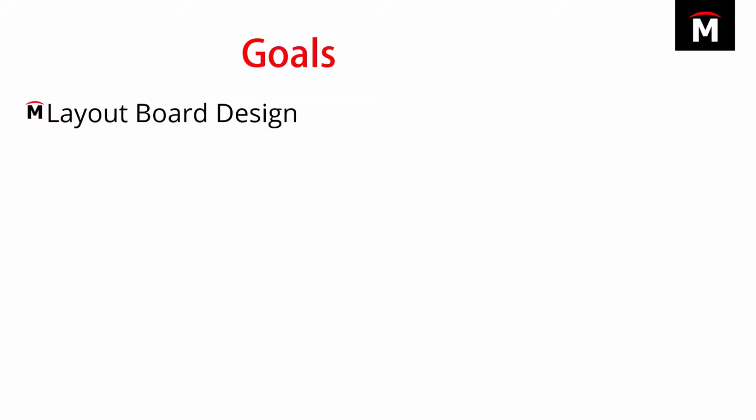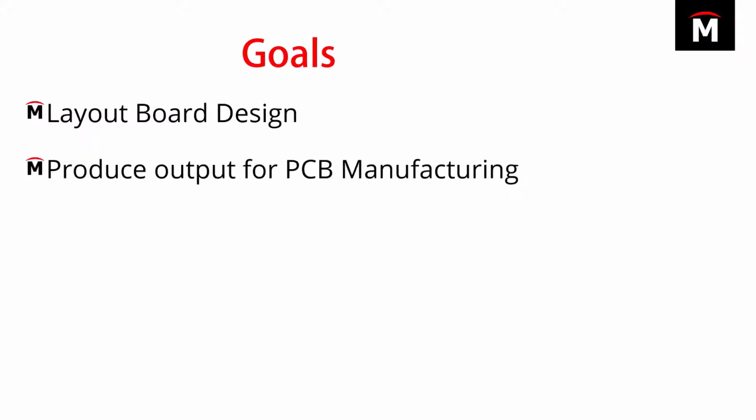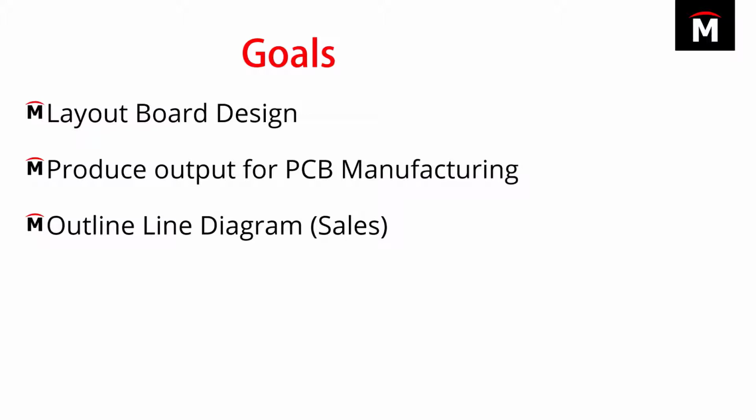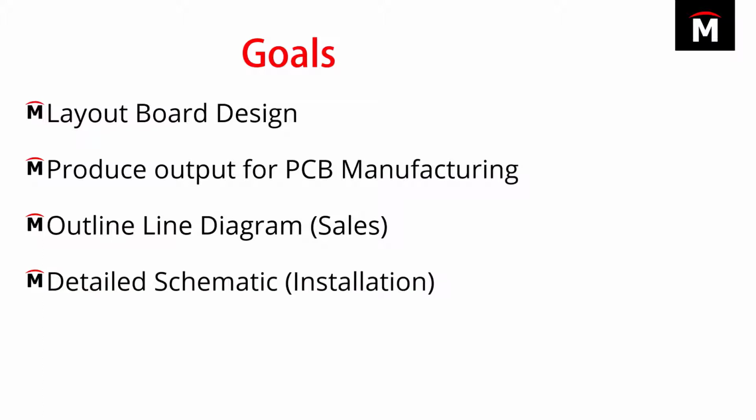The way that we're going to do that is we're going to first walk through the goals of Acme Audio. The first goal from an electrical design standpoint is they have to lay out the actual PC board design. From there, they have to be able to produce an output that they can share with their PCB manufacturing vendor. Along with that, the sales team has a requirement of being able to have a line diagram to show how the overall audio system is going to be functioning or maybe being installed.